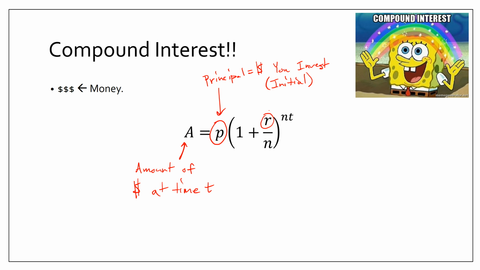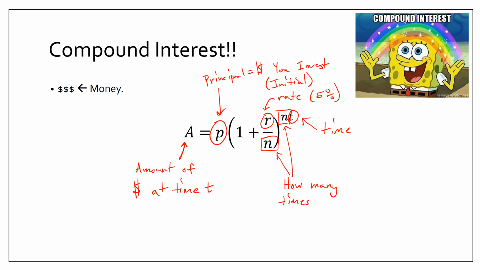The R is easy, the R is rate. Like, what is your interest rate? Is it 5%? Something like that. T is also easy, this is time. And sorry, the screen's getting a little crowded, but you can sort it out. And then finally, we have this N. This is the most difficult thing to understand. This is how many times the interest is compounded per year. So I'll just say how many times per year.